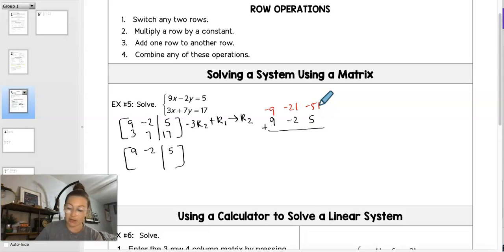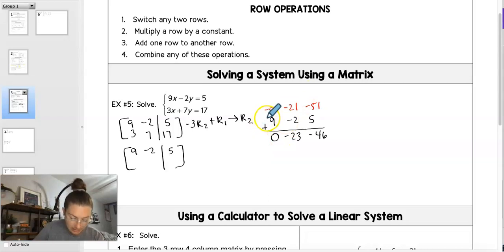Okay, so now we're going to go ahead and add these together. I'm going to get a 0. I'm going to get a -23 and a -46. Okay, this is my new row 2 because I'm replacing row 2 with this operation.